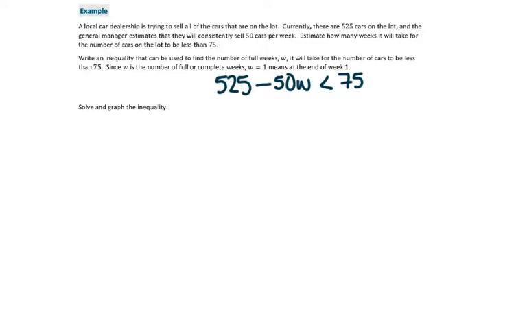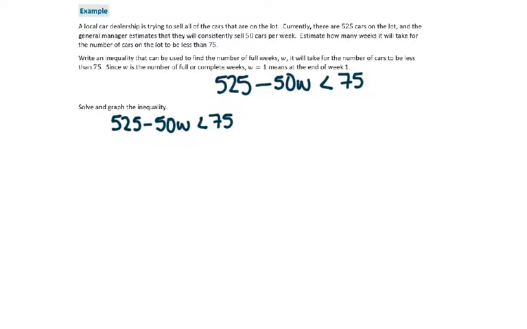So we just wrote out our inequality with the information that we have: 525 cars on the lot, and we're taking 50 cars away from our 525 each week, and we want to end up with less than 75 cars on the lot. So we're trying to figure out how many weeks we need to sell 50 cars for in order to get less than 75 cars on our lot. So I'm going to rewrite my inequality so that I can solve it. It says 525 minus 50W is less than 75. And now I'm going to solve this inequality.